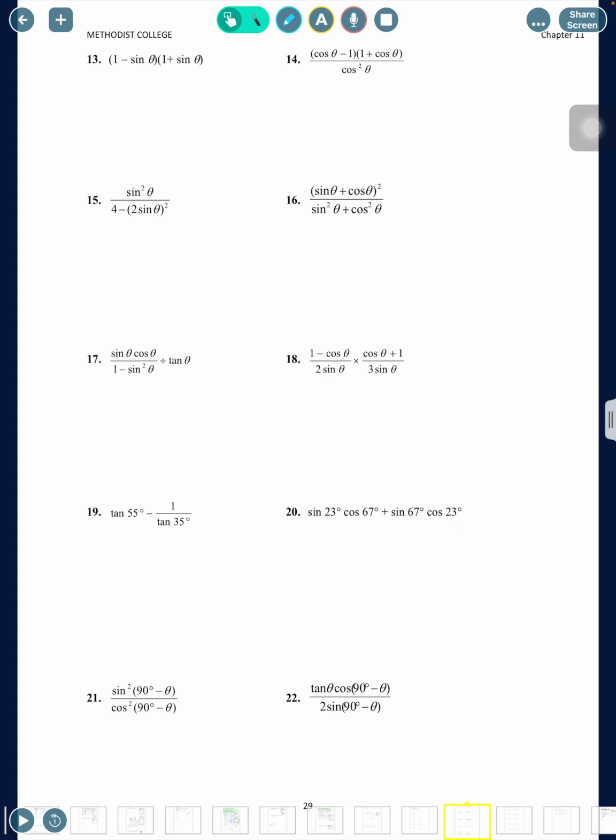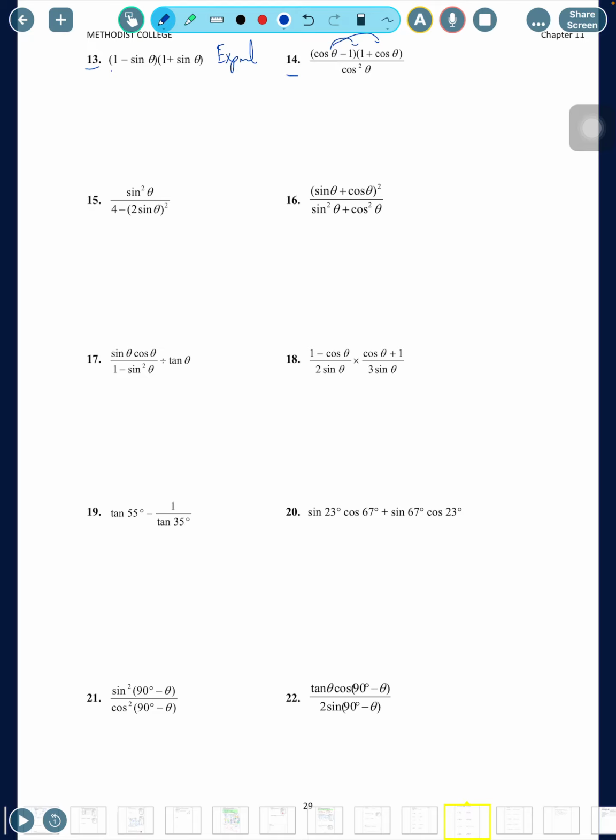First of all, for this type of problems, questions 13 and 14, please just expand the brackets, and after you expand the brackets, you can apply the identities to simplify it. Just try to expand the brackets first.